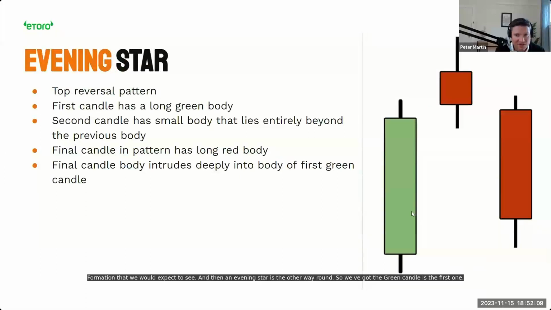And then an evening star is the other way around. We've got a green candle as the first one. The second candle is the small body, and it sits entirely beyond the body of the first one. So the wicks can cross. That's not important. It's where the bodies are in relation to each other. And then the final candle of the three-candle pattern is this long red one that digs deep into the body of the first green candle.